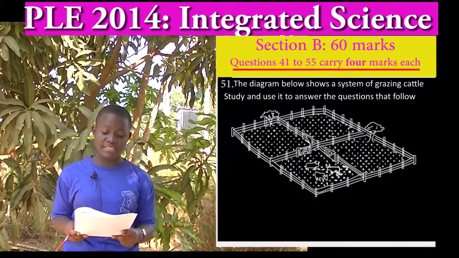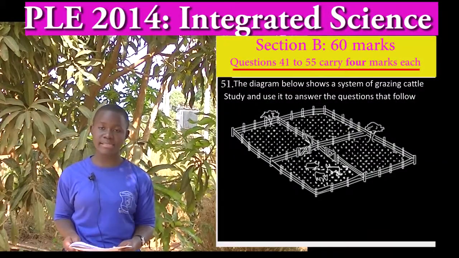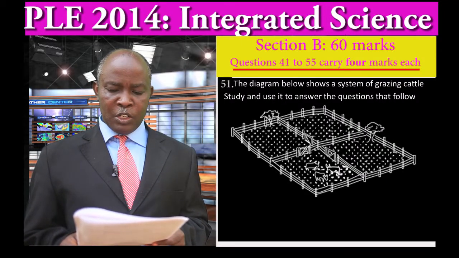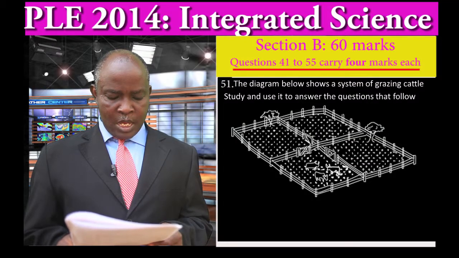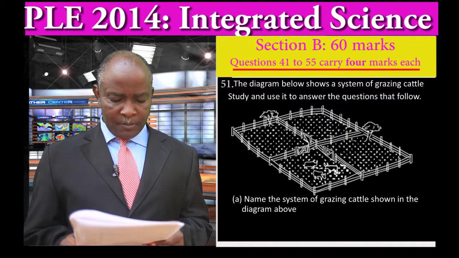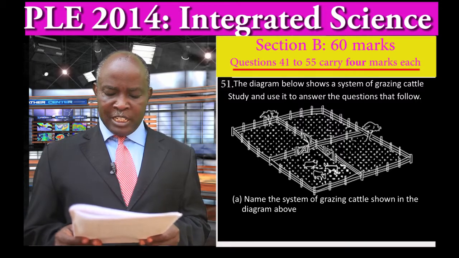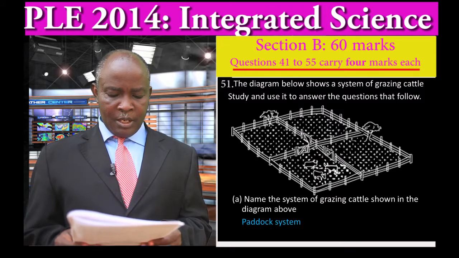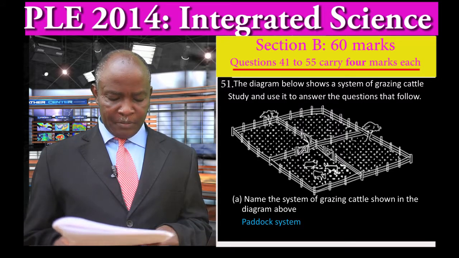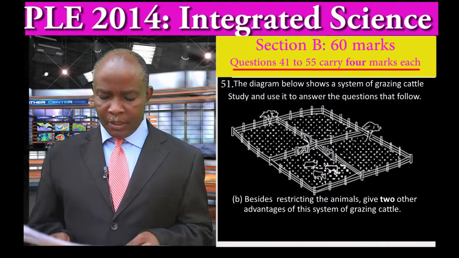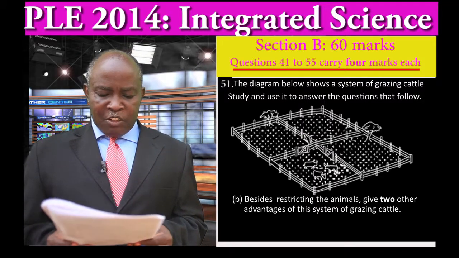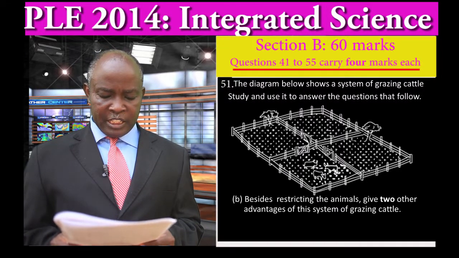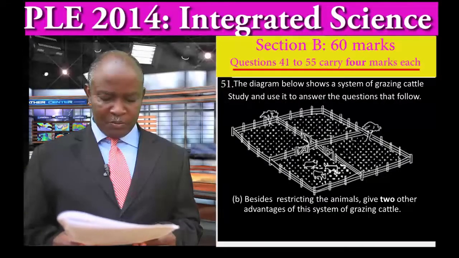51. The diagram below shows a system of grazing cattle. Study and use it to answer questions that follow. A. Name the system of grazing cattle shown in the diagram above. Paddock system. B. Beside restricting animals, give two other advantages of the system of grazing cattle.